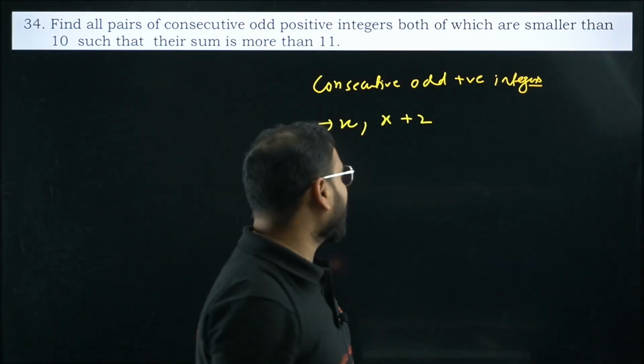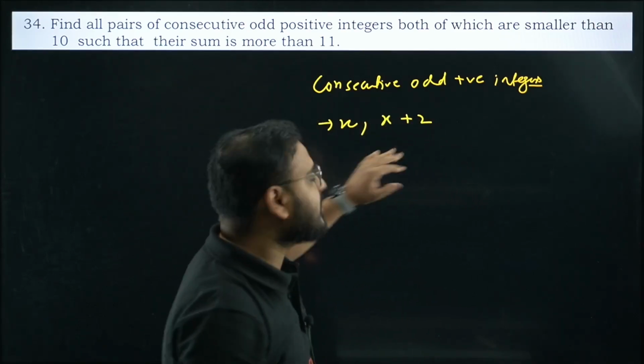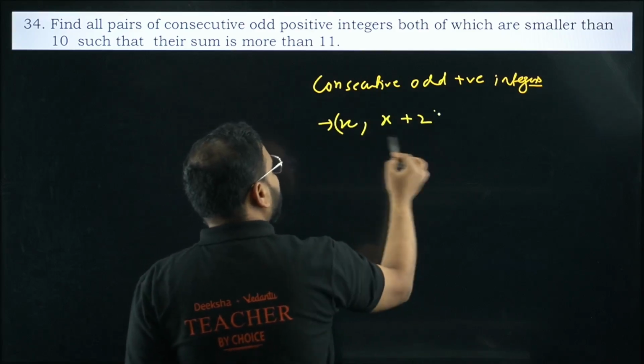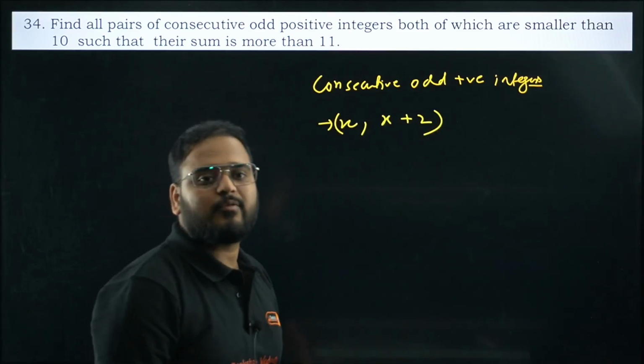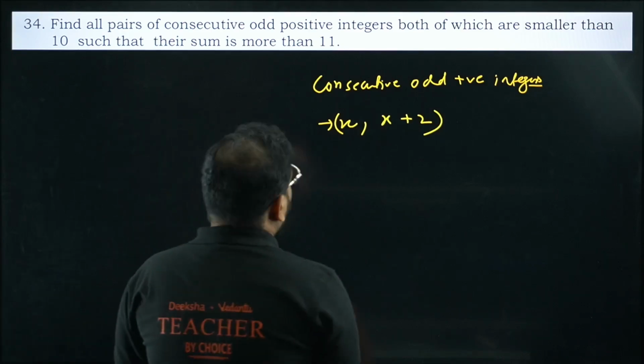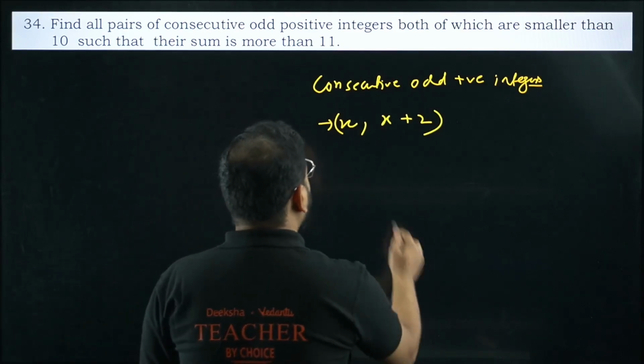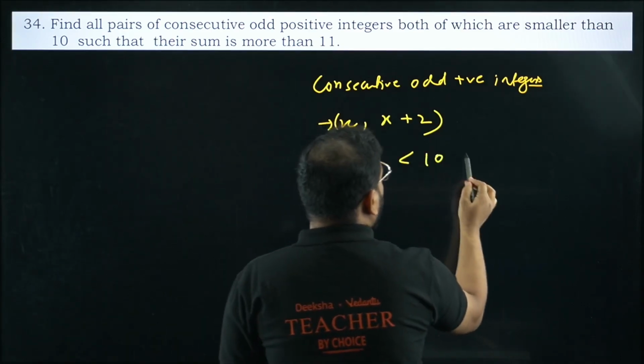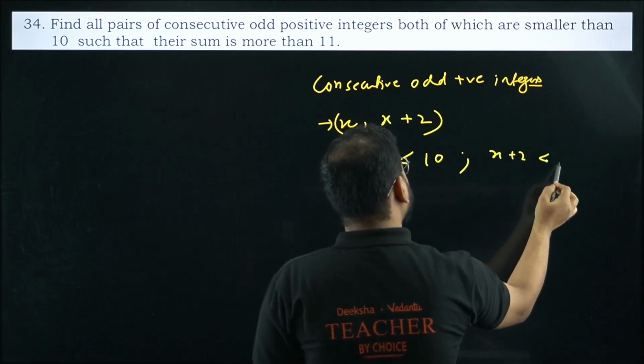So every time you add 2 to an odd number, it becomes odd again, right? So this is an odd number and they are consecutive odd positive integers. They say both of them are less than 10. So x is less than 10, and also x plus 2 is less than 10.